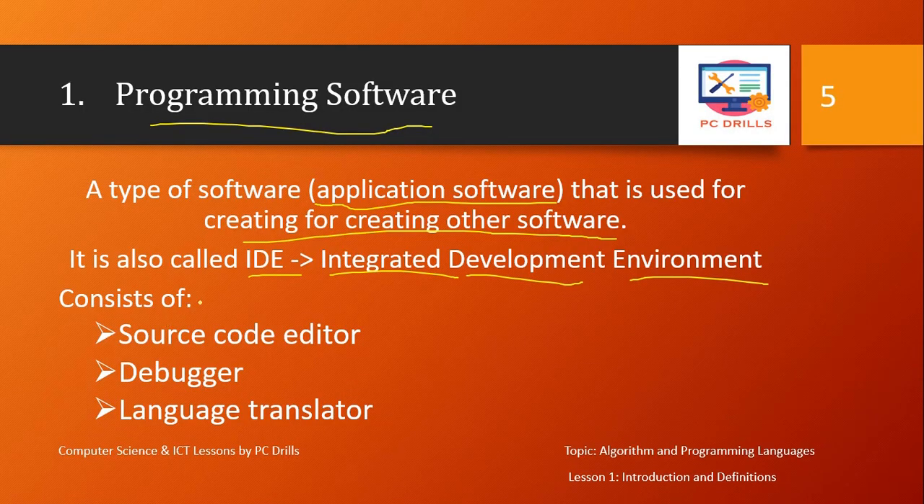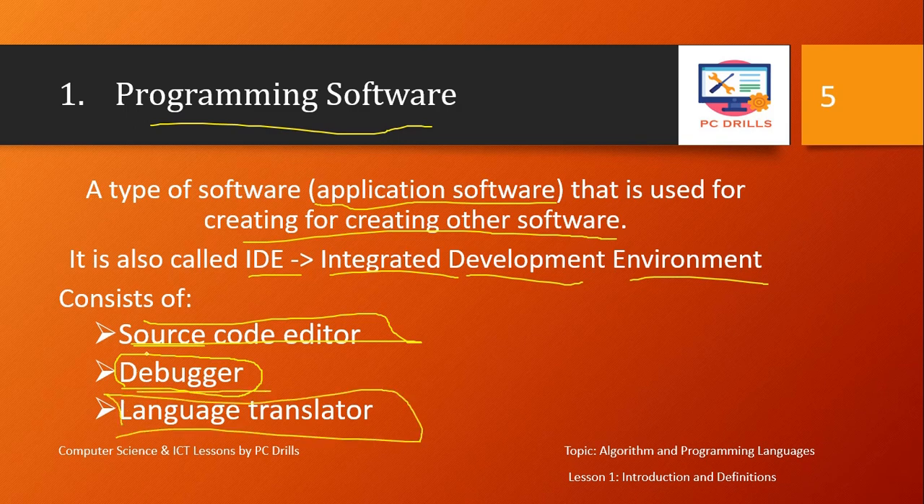Under an IDE, we have a source code editor. It is made up of basically 3 parts. Generally, there are many more parts that are incorporated into this IDE, but the main parts are these 3. We have the source code editor, a debugger, and we have a language translator. These 3.